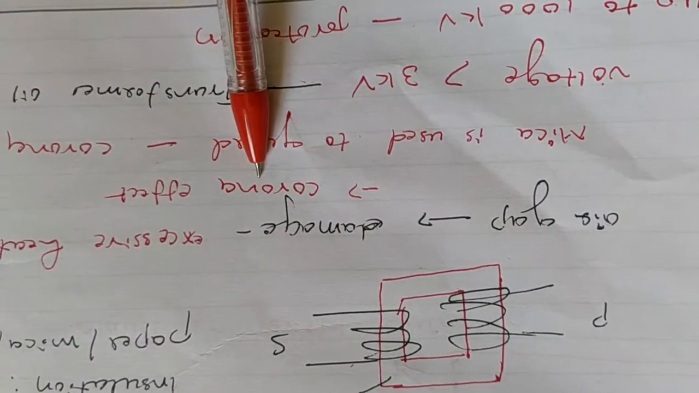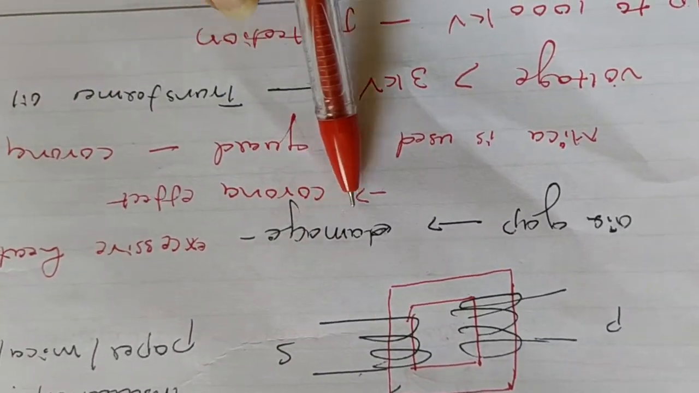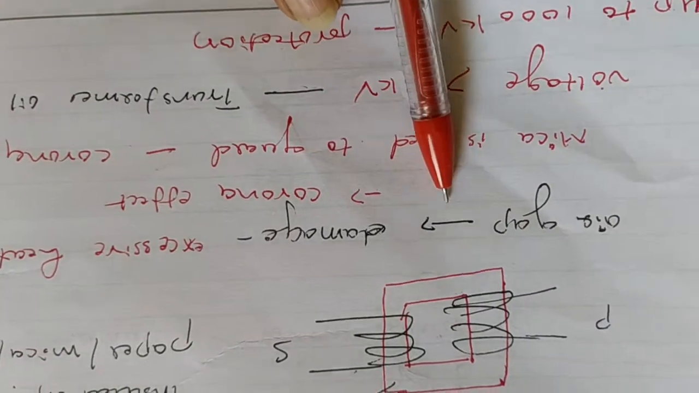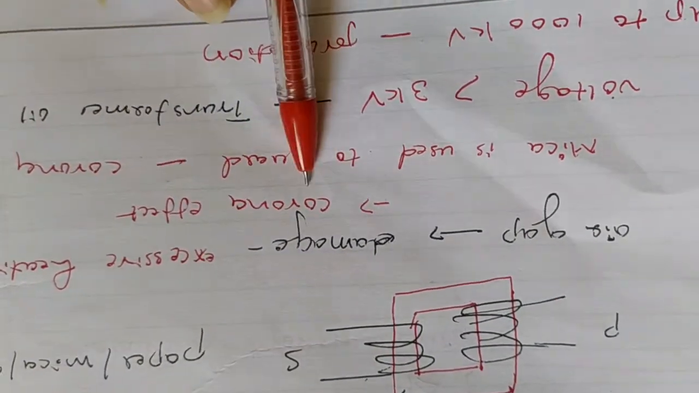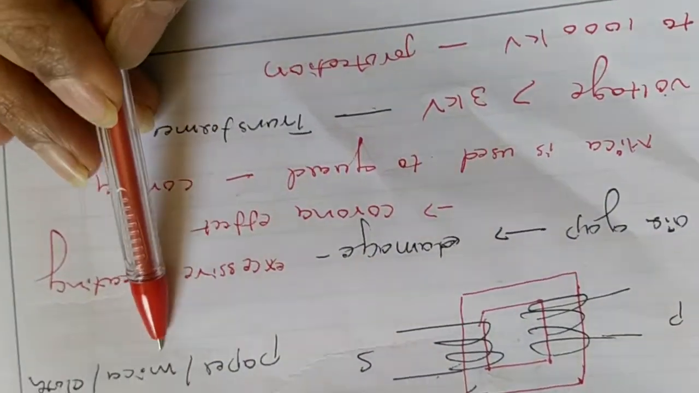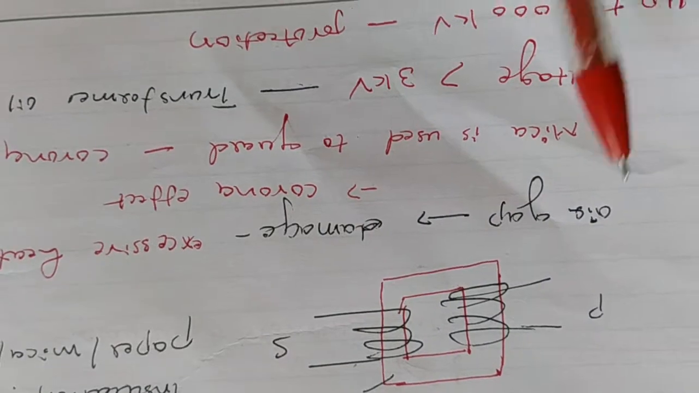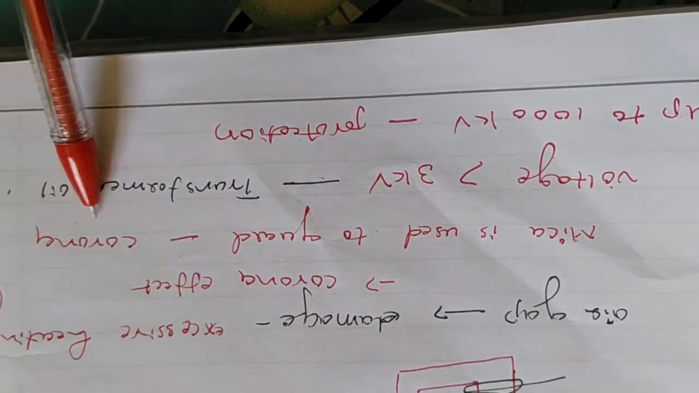This effect is called the corona effect. Air gets ionized under high voltage conditions. To overcome this corona effect, paper, sorry, mica will be used. This mica is used to guard the transformer from the corona effect.